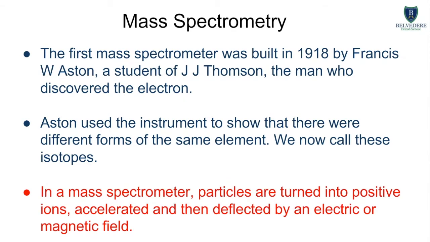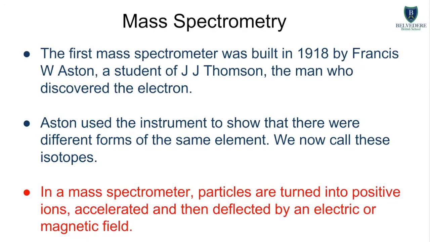So we need to know what happens in a mass spectrometer and how we then interpret the spectra. Now, what you will find is that old specification papers ask you in great detail how a mass spectrometer works. The new specification does not require that, but it's good for you to know the process, but you're not going to be asked what the steps in a mass spectrometer are. You're going to be asked about the analysis part.